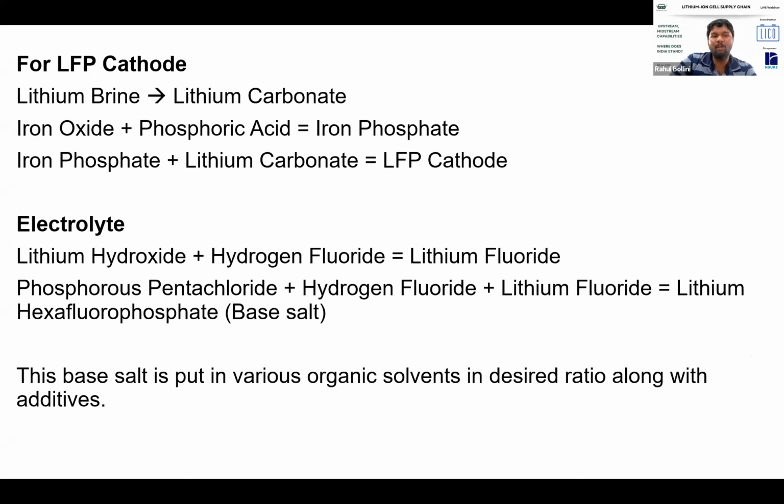Basically, you take the carbonate from the brine, and there is iron oxide plus phosphoric acid, which will help you achieve iron phosphate, also called FP. And then there's a different plant where you add lithium carbonate to FP to achieve the LFP cathode. The LFP cathode is pretty much the same formula you get in the market. It's all made in China with a specific capacity of about 160 to 165 mAh per gram.